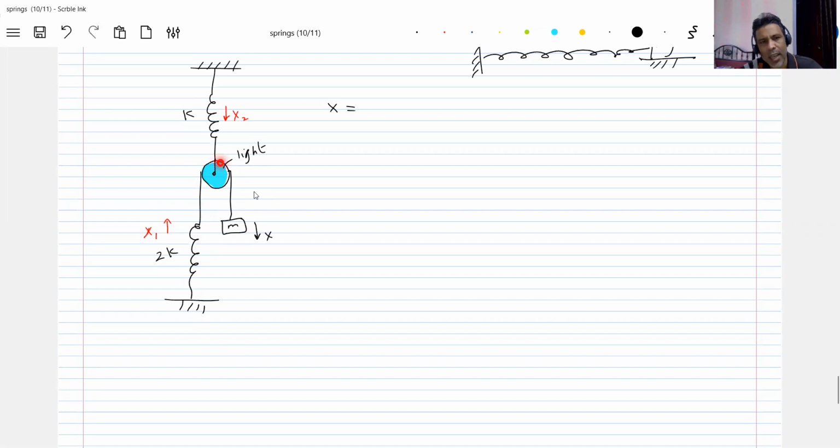Is that okay? Assume that the spring is not there, just as the one wire is there. Then if the block moves by 1 meter, how much will this move up? How much will the spring elongate? By 1 meter. So therefore, X is equal to X1.